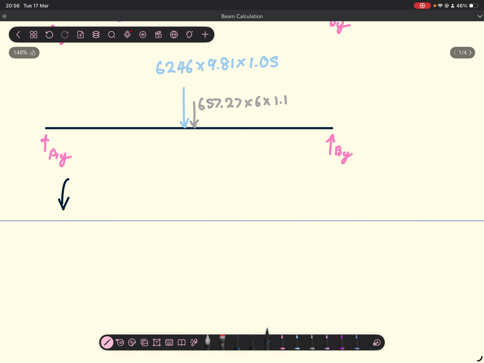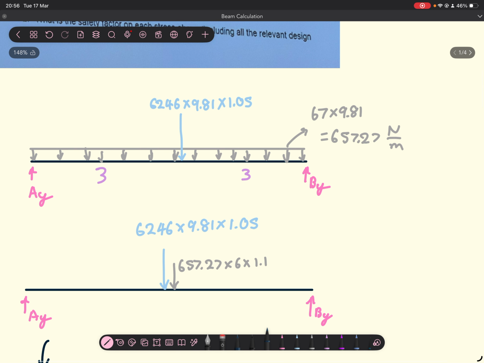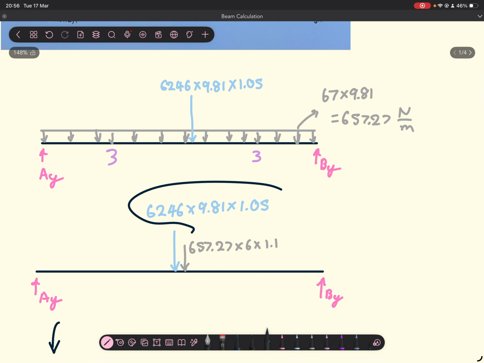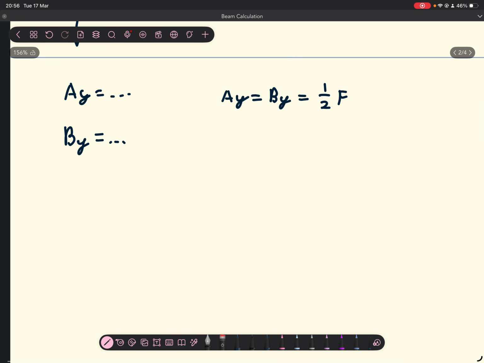Cool. Then you find your reaction forces using sum of moments and sum of forces in the y. Or you could simply say AY is equal to BY, which is equal to a half times the force, where the force is just these two combined, right? Either way you do it, you should end up with the same answer.